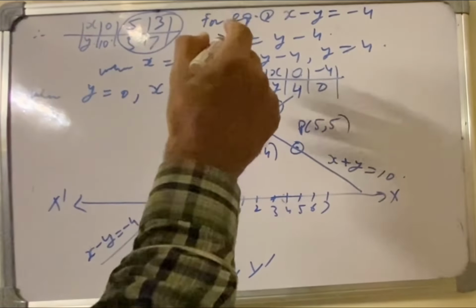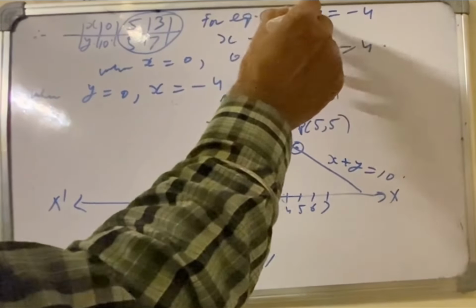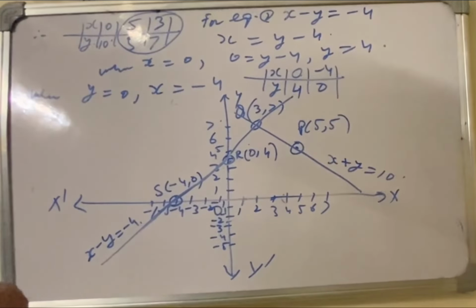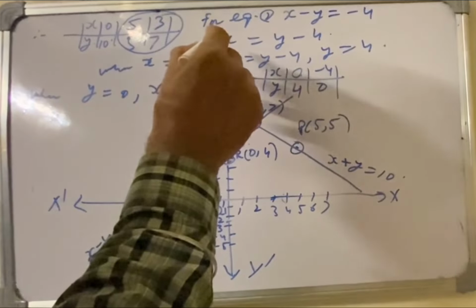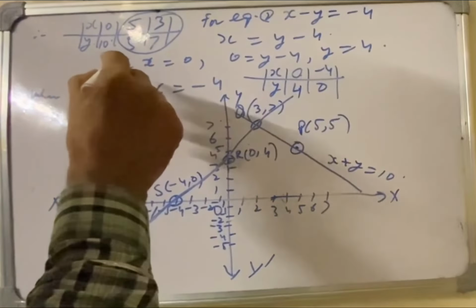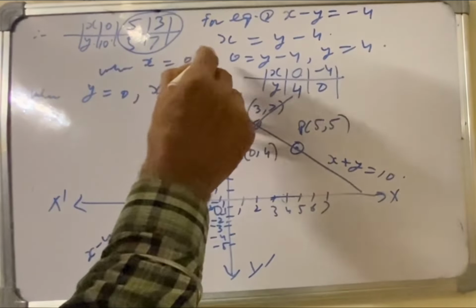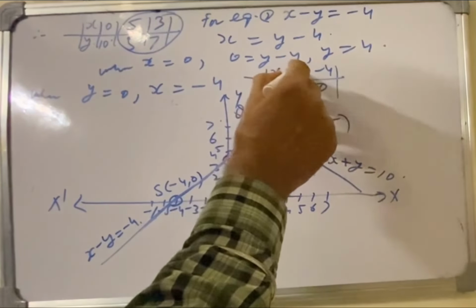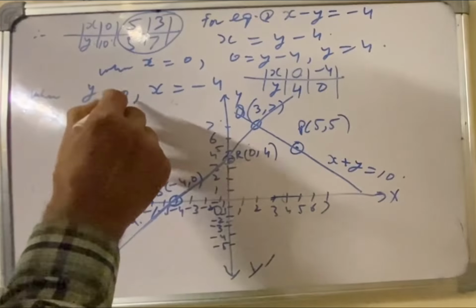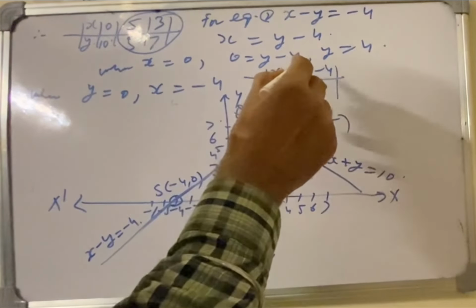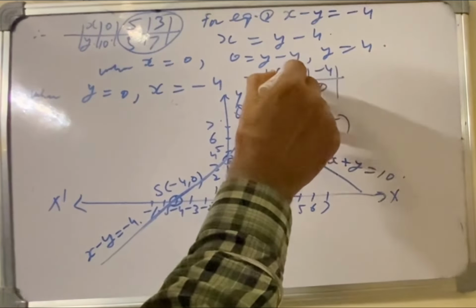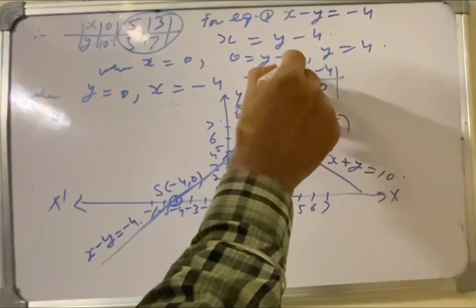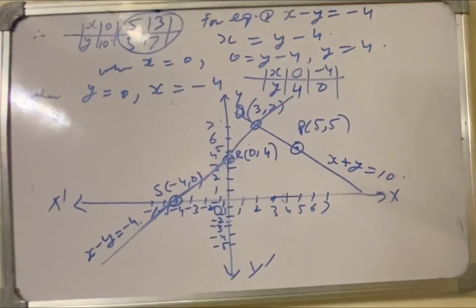Therefore, for the second equation, we have x minus y is equal to minus 4. When x is 0, 0 minus y is equal to minus 4, so y is equal to 4. This is (0, 4). When y is 0, then x is minus 4. So the table for the second is (0, 4) and (minus 4, 0).